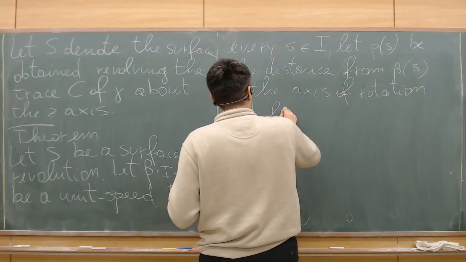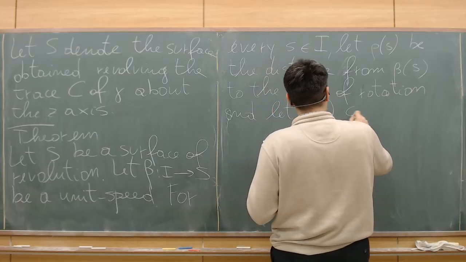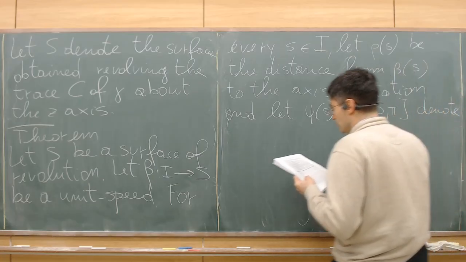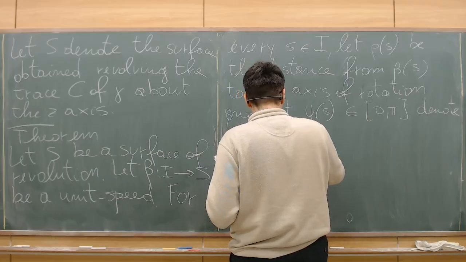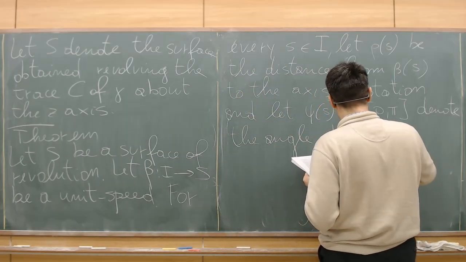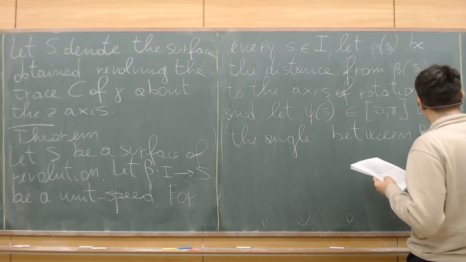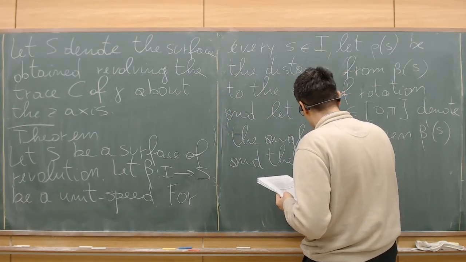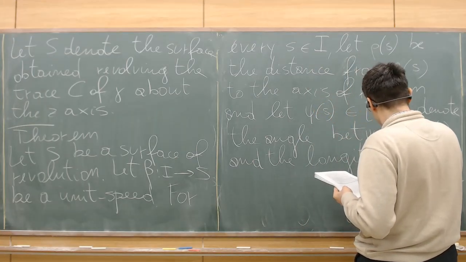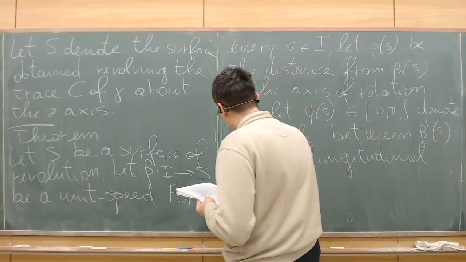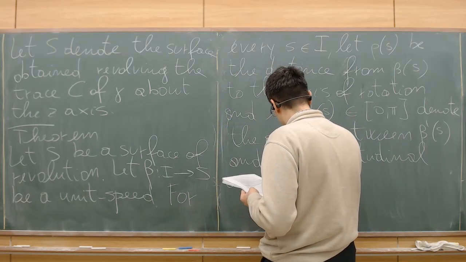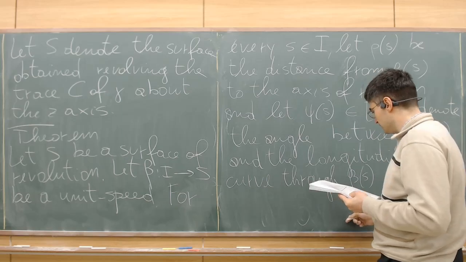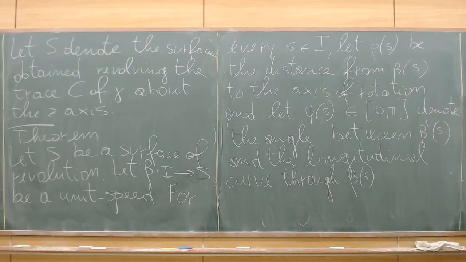and let psi of s in (0, pi) denote the angle between beta prime of s and the longitudinal curve through beta of s. I will show you a picture later.